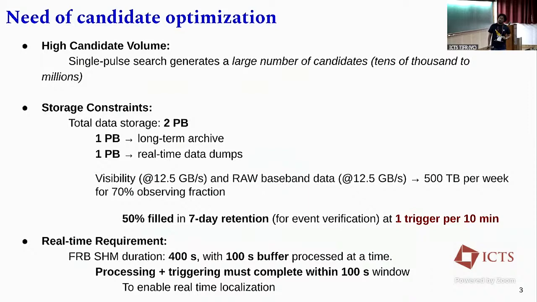So out of 1 petabyte of storage, let's say 50% of it, which is 500 TB, will be filled in 1 week if we want to retain those data for 7 days, to look at it later, confirm that we have proper detections and see what features we get out of it. And if nothing is there, we just remove that data. That is a condition we have put for ourselves, that the data will be retained for 1 week. That will take 50% of the available storage.